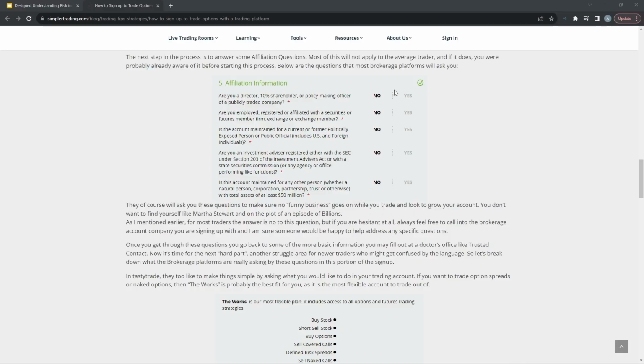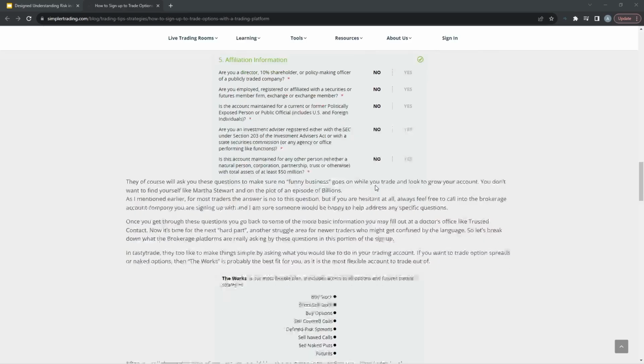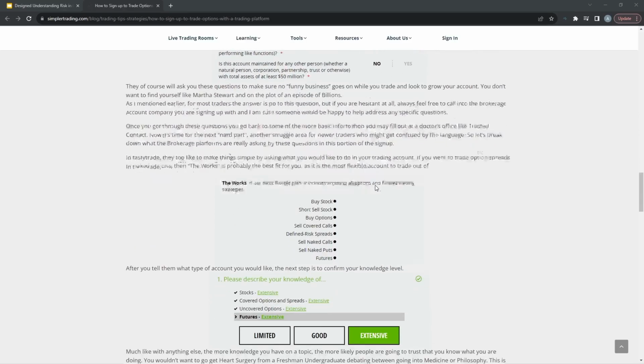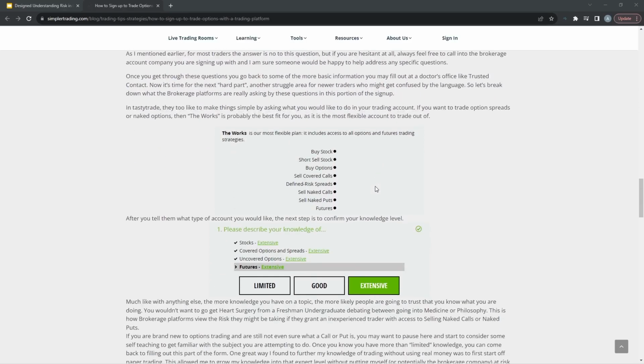So the majority of us are going to answer no to that, but of course, always answer that truthfully in regards to yourself. Another question that you'll run into, and this is a little hiccup that a lot of options traders sometimes run into when they don't realize, is they'll ask you what you want to do, and also what your experience or your knowledge base of this is.